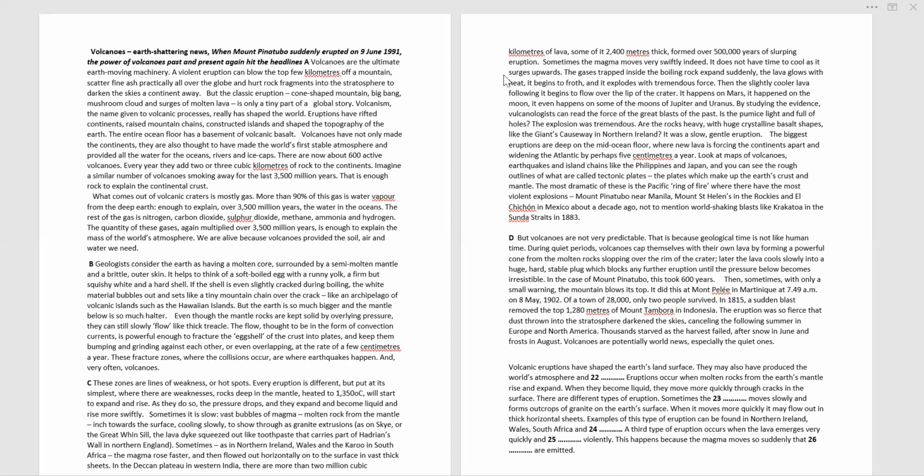So why does this magma move so suddenly and the gases get emitted? The gases which are trapped inside the boiling rock expand suddenly. That means they come out suddenly, emitted, right? So the answer is gases. The answer is gases, exactly. That's right.